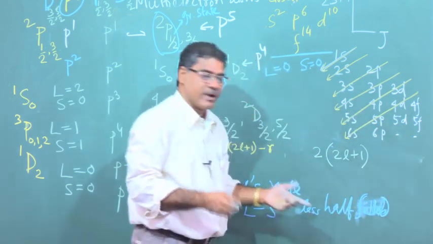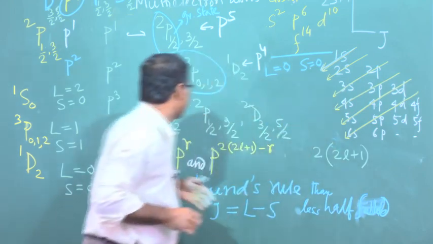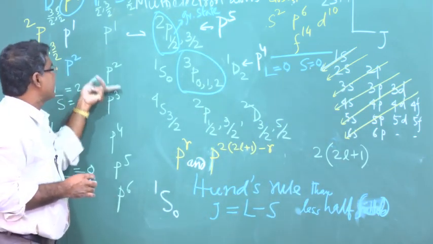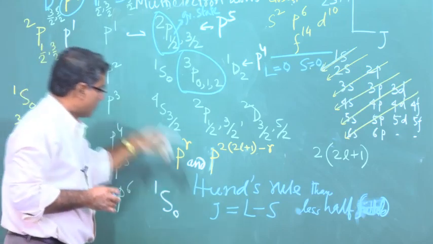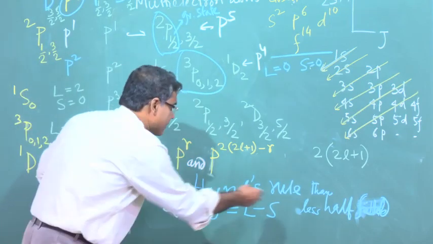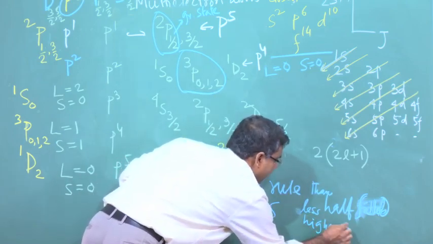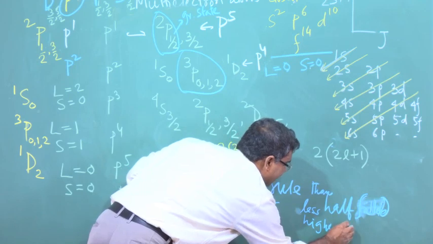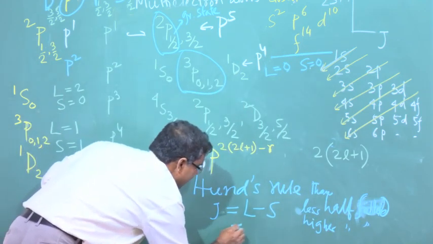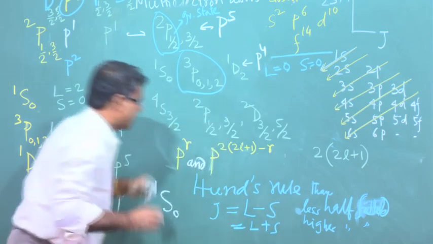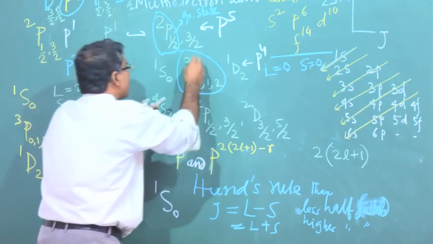Less than half filled, when the subshell is less than half filled. Less than half filled means, for example, less than P3, so up to P1, P2. So, lower J value, L minus S. And for higher than half filled, that is for J equal to L plus S.